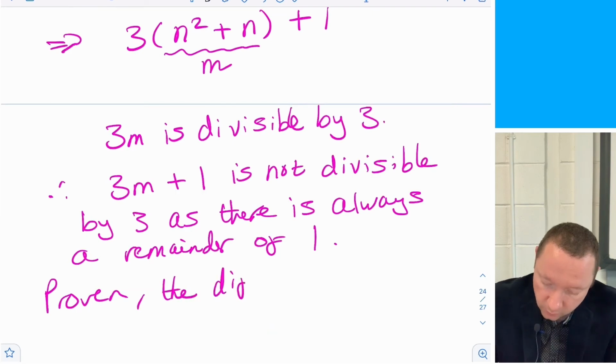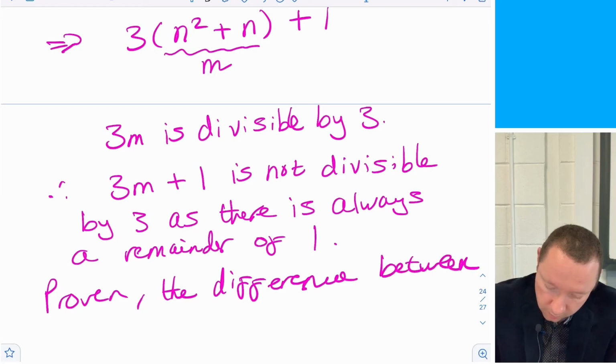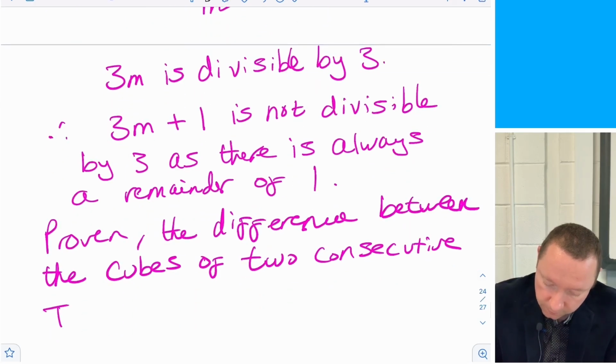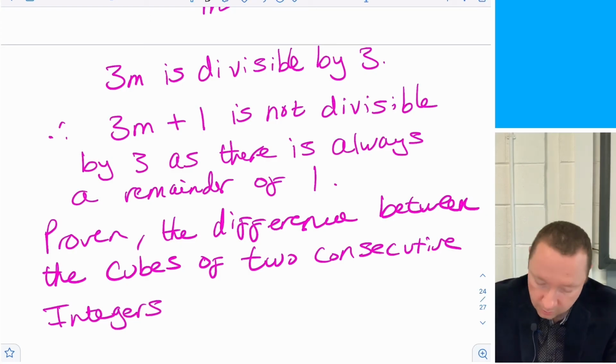The difference between the cubes of two consecutive integers is never divisible by 3.